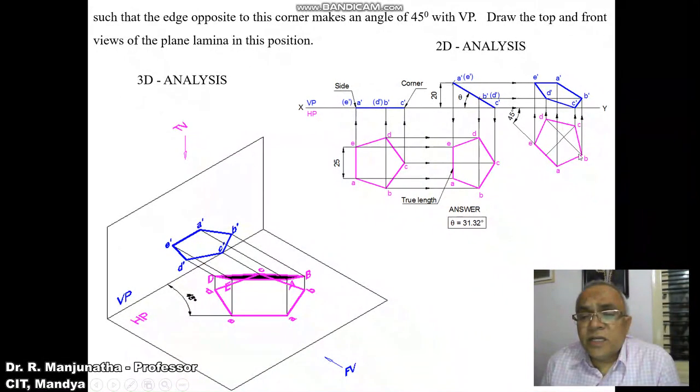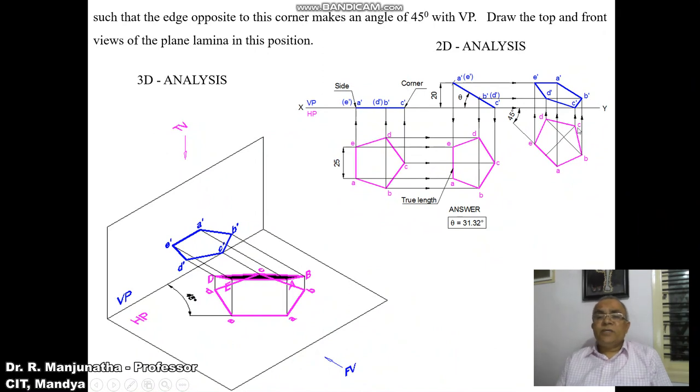Once you do this, then join A to B, B to C, C to D, D to E, and E to A with a dark line. Now we need to write the front view. To write the front view, you just draw the projections such that you can see that C dash is on the XY line, and this is how you will be able to do the 2D analysis.